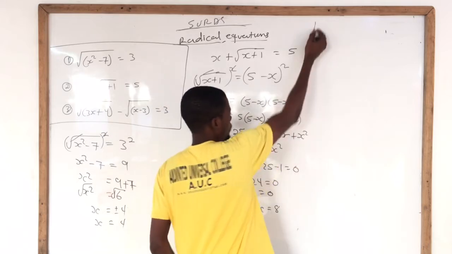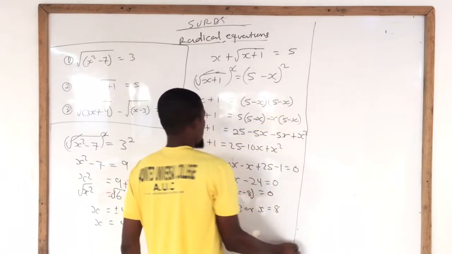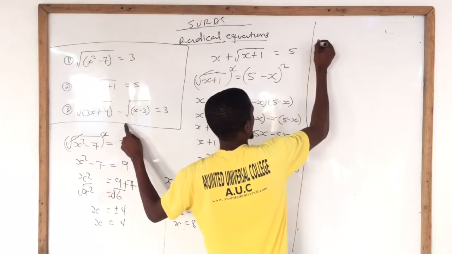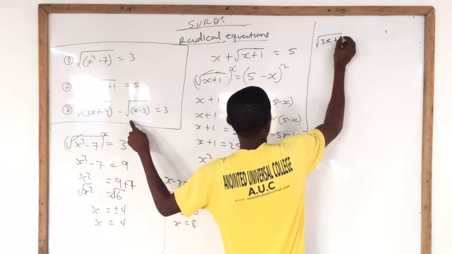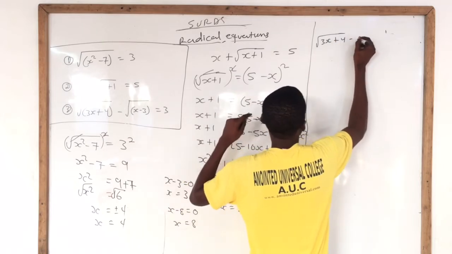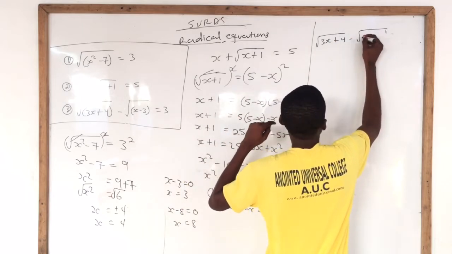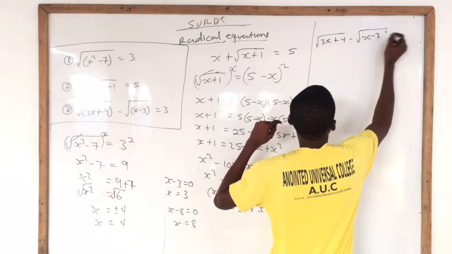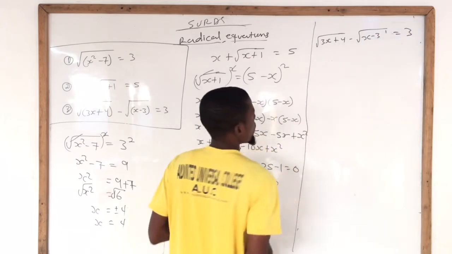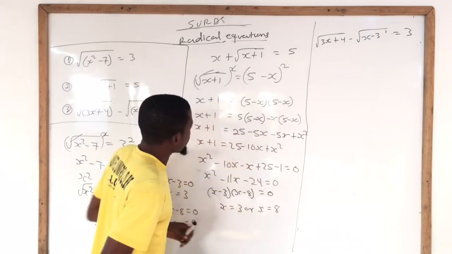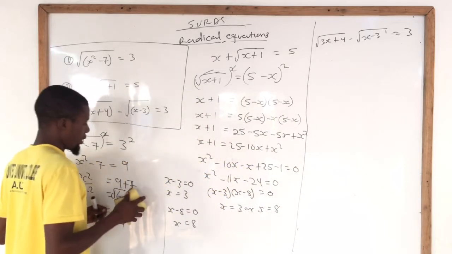Let's try the last one. So here we have root of 3x plus 4 minus root of x minus 3 equals 3, right? Now before we do this, let me show you a simple trick. Let me show you something.